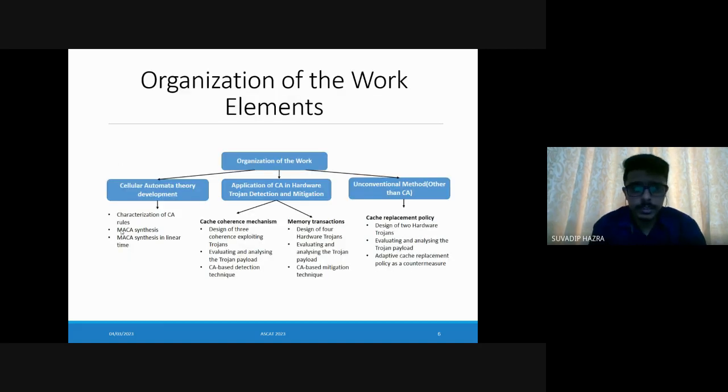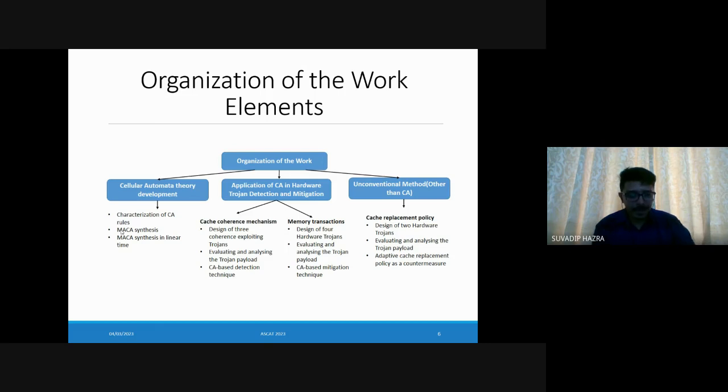So this is the organization of our work. It consists of two parts. The first one is CA theory, cellular automata theory development, and the application of CA in hardware Trojan detection and mitigation. In CA theory development, we have characterized the CA rules. We have synthesized the MSCA in exponential time. Then, from the algorithm which can synthesize MSCA in exponential time, considering this as a building block, we have synthesized MSCA in linear time.